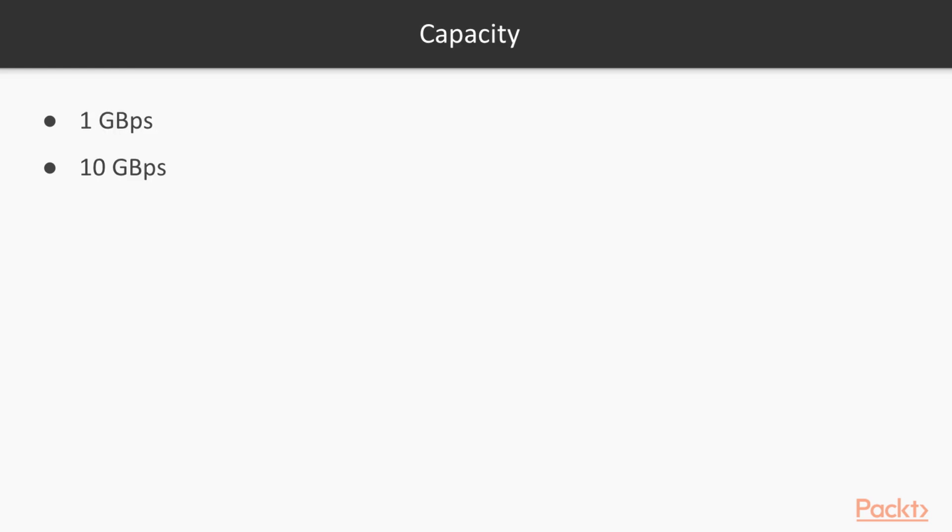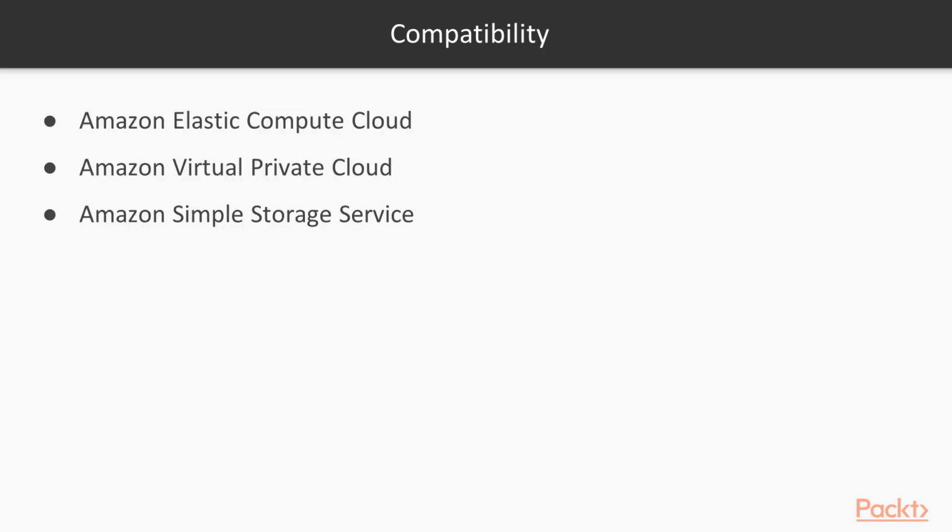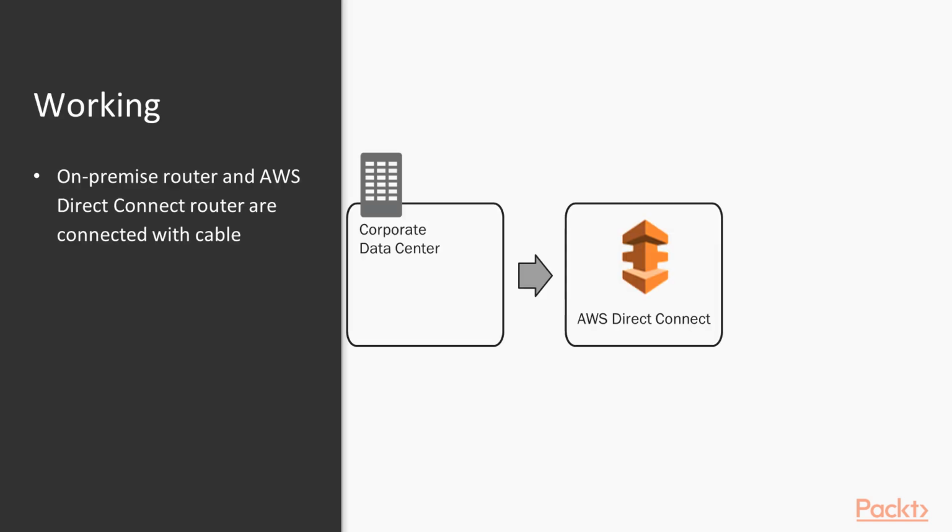The next question is about capacity, right? So the answer is, it provides 1 gigabit per second and 10 gigabit per second connections. Also, the compatibility with AWS services is defined with Amazon Elastic Compute Cloud, Amazon Virtual Private Cloud, and Amazon Simple Storage Service. Now another question is, how does it work?